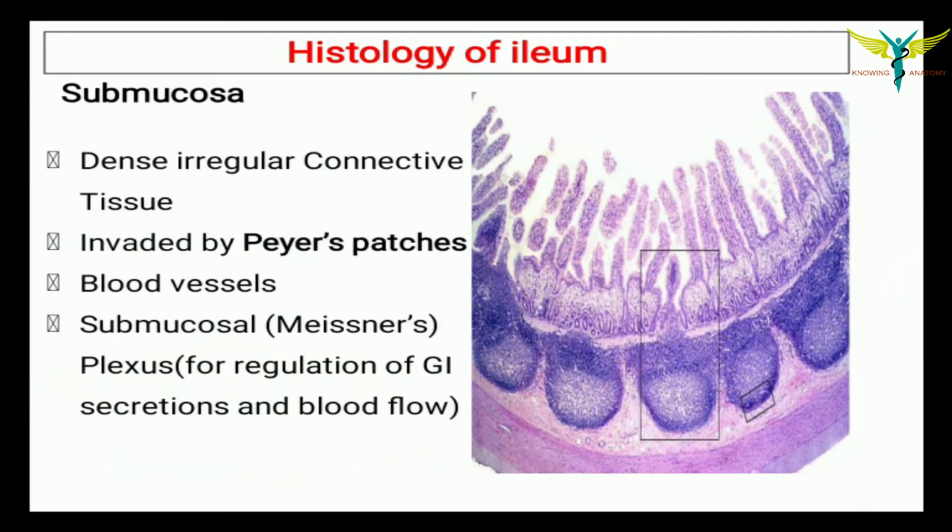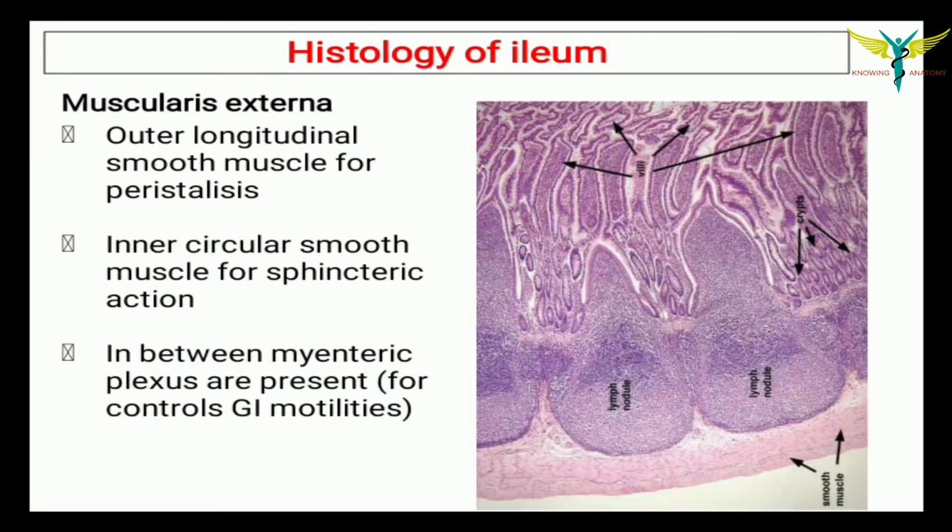The second layer of the ileum is the submucosa. It is made of dense irregular connective tissue and is invaded by the Peyer's patches. It has blood vessels and it has the submucosal or Meissner's plexus, which regulates the GI secretions and the blood flow. The third layer is the muscularis externa.